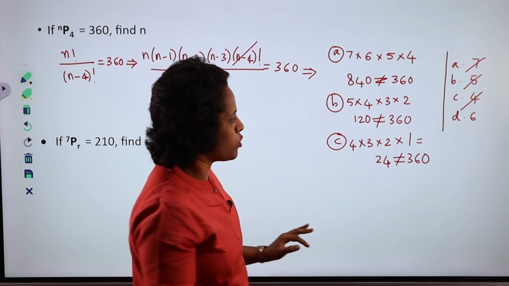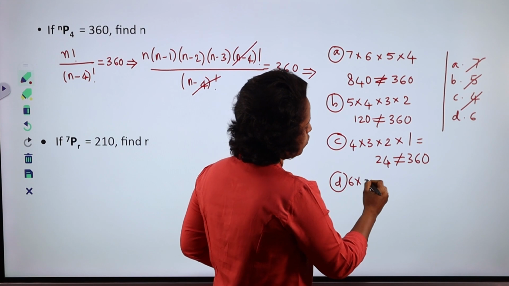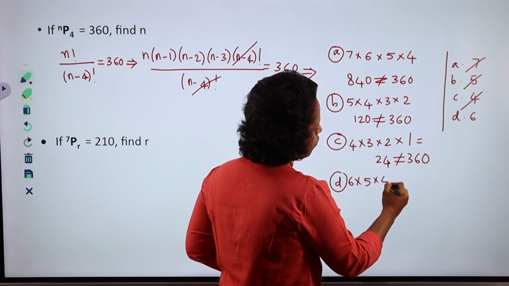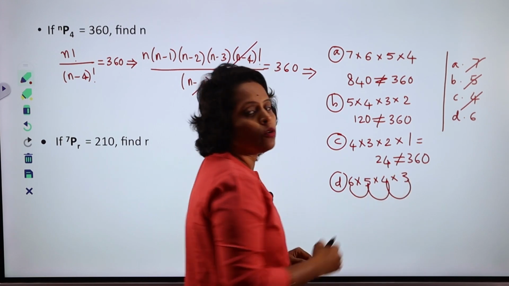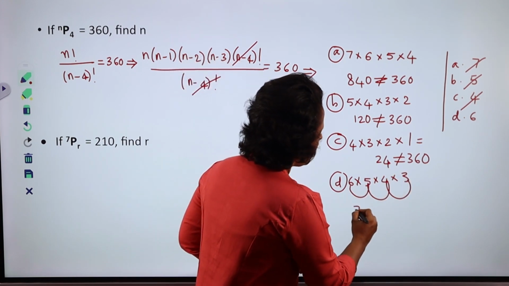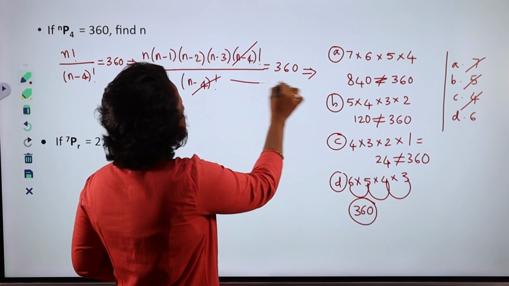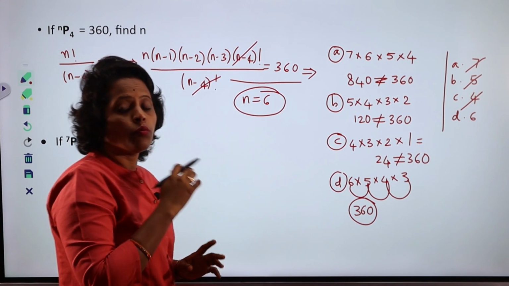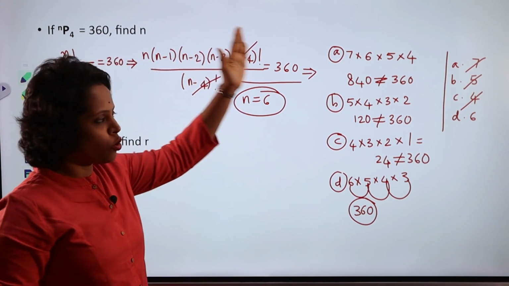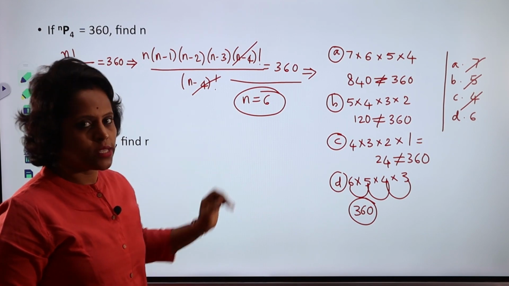We are left with the last option, 6. Let's check with 6 also. 6 into 5 into 4 into 3. 6 5s are 30, 30 4s are 120, 120 3s are 360, right? So we got the value of 360. So the answer for n will be 6 here. So better not to solve the equation, go with the options and substitute in the equation. You will get n equal to 6.